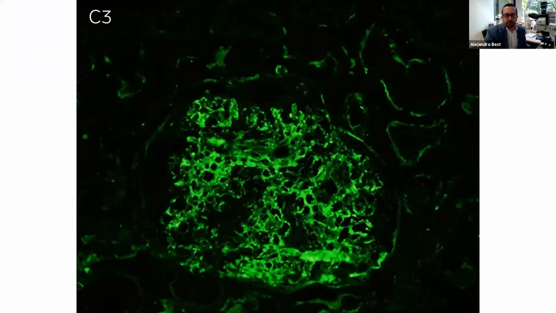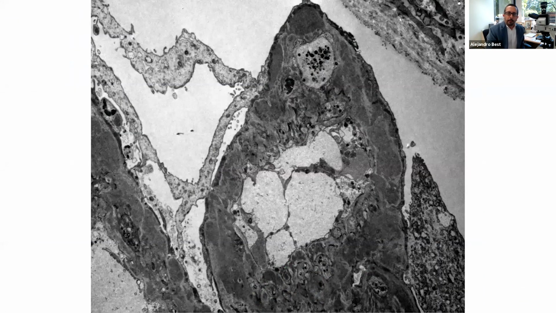Same C3 picture that we've been using, but the electron microscopy is, in a way, different, but it also has similarities to what Chris showed. So we still have the subepithelial hump-like deposits. The density of these deposits is a little bit darker than the matrix and the basement membrane, but it's not terribly dark like we see in other areas here.